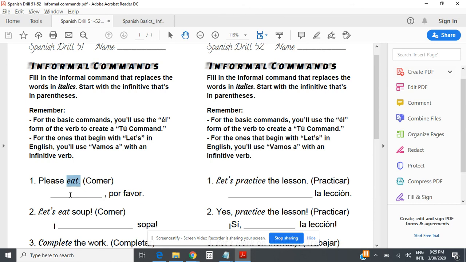It's going to be the word come, because we take comer and we say it like we would be saying he eats, but this is come, por favor. And so when you fill that one in, it'll be the word come. Let's eat soup. The ones that start with let's, you're going to use vamos a with an infinitive verb. So let's eat soup is going to be vamos a, and then the infinitive comer. So vamos a comer.